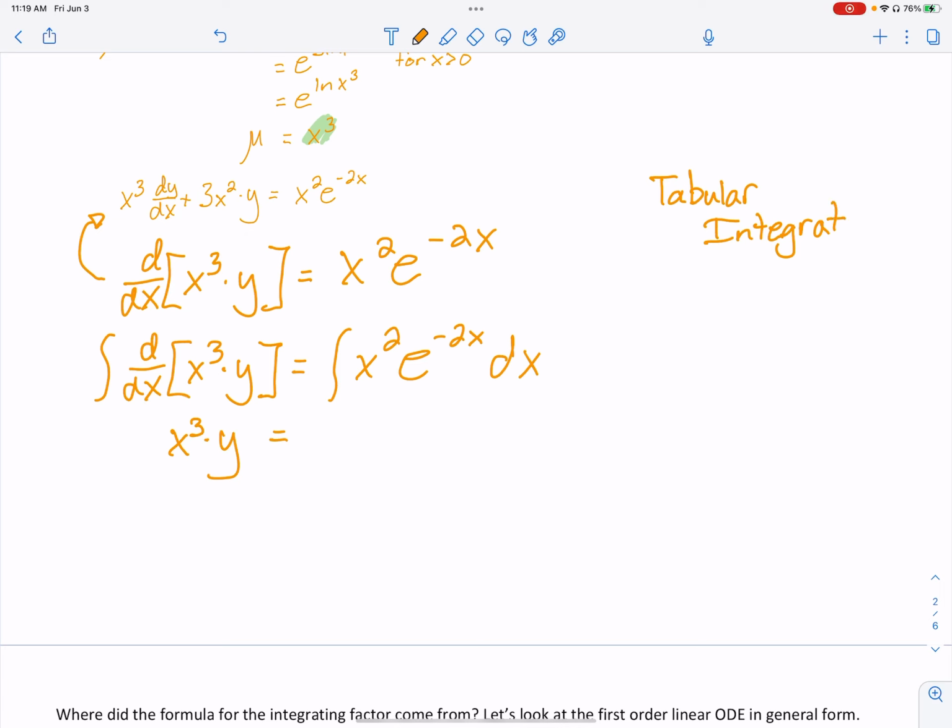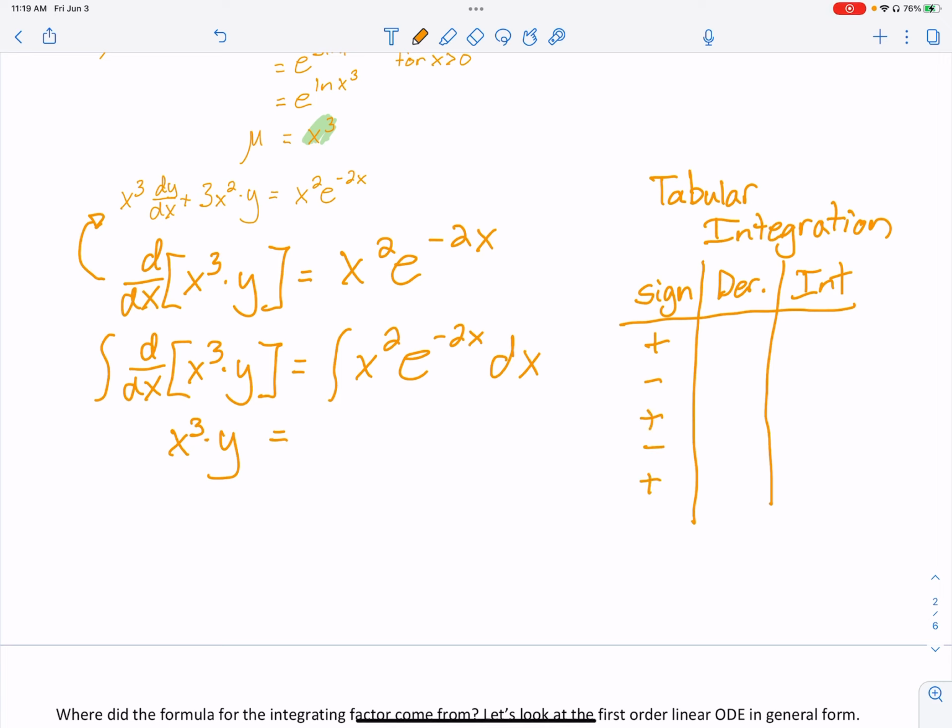Right? If you need to look that up, please look it up. So what we do is we have sine, a derivative, and an integral. What we want with the sine is we just do plus, minus, and continue that pattern. For the derivative, we want something that's going to go to 0, right?